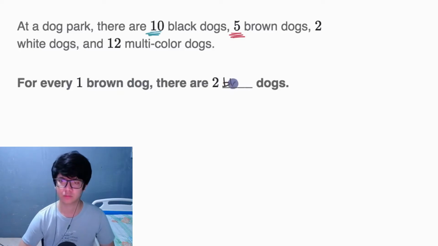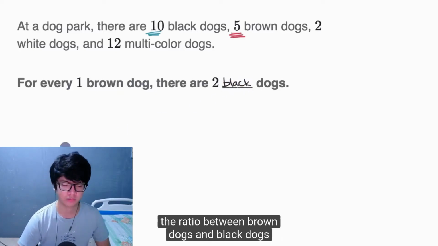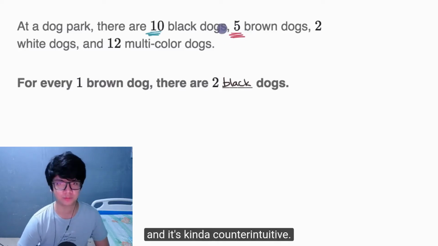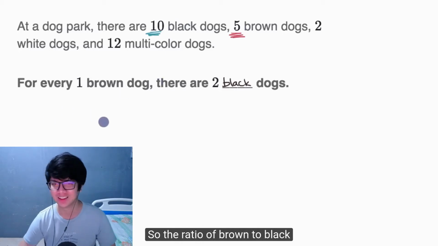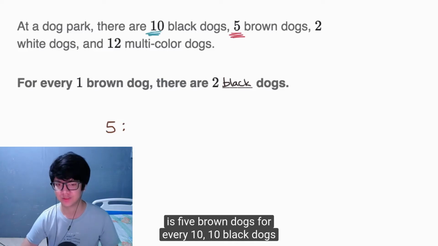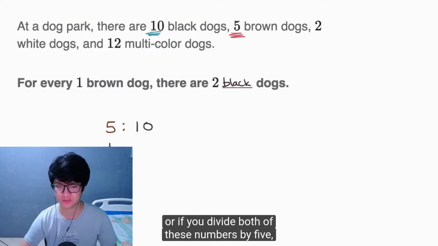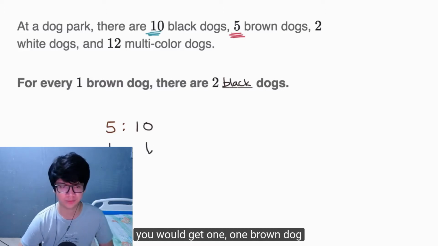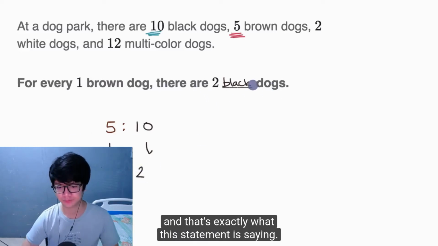black dogs. One way to think about it, the ratio between brown dogs and black dogs, and it's kind of counterintuitive, I used the wrong colors here. I should use brown and black. So let me do that. So the ratio of brown to black is 5 brown dogs for every 10 black dogs. Or if you divide both of these numbers by 5, you would get one brown dog for every two black dogs. And that's exactly what this statement is saying.